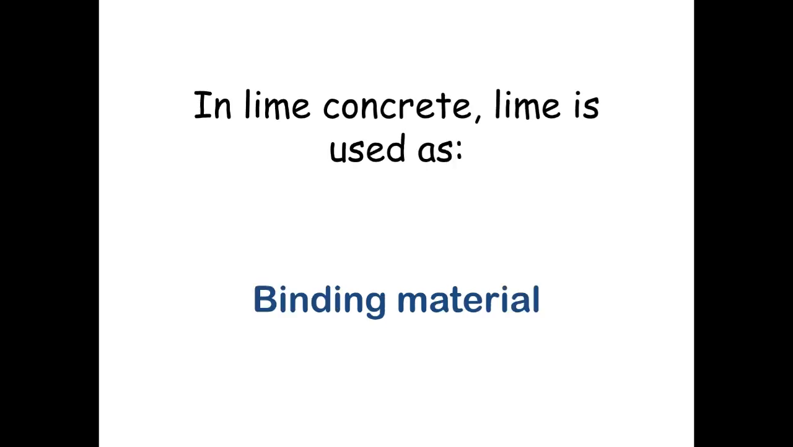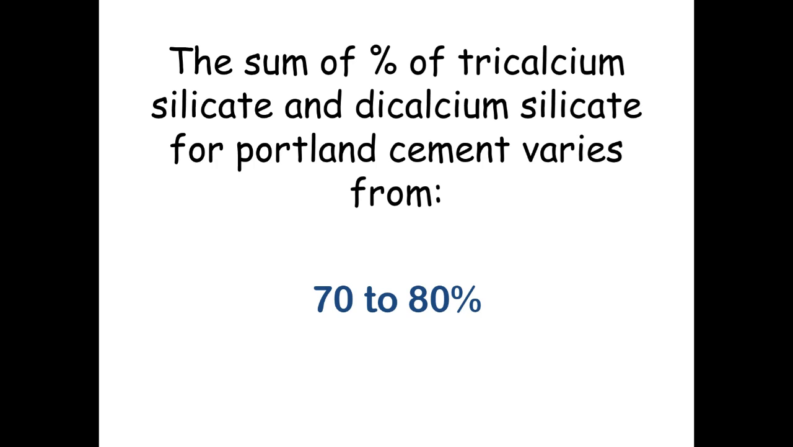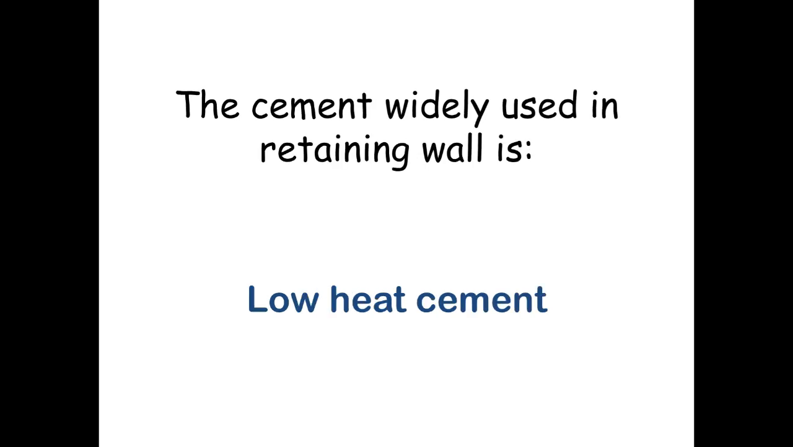In lime concrete, lime is used as binding material. Low percentage of tricalcium silicate and dicalcium silicate in cement results in fast setting. The sum of percentage of tricalcium silicate and dicalcium silicate for Portland cement varies from 70 to 80%. The cement widely used in retaining wall is Lloyd cement.